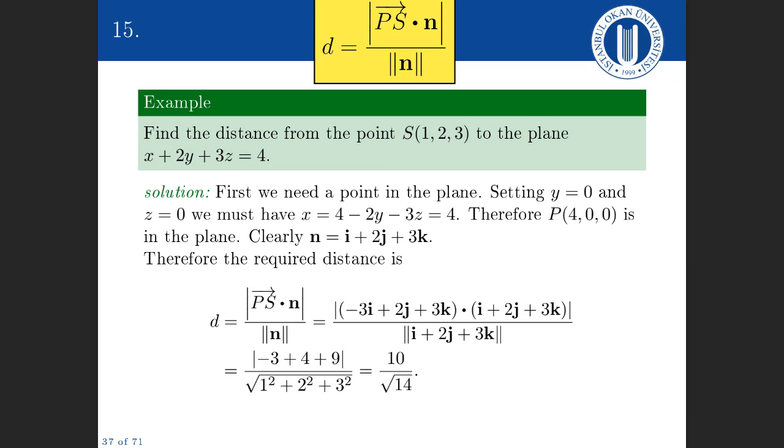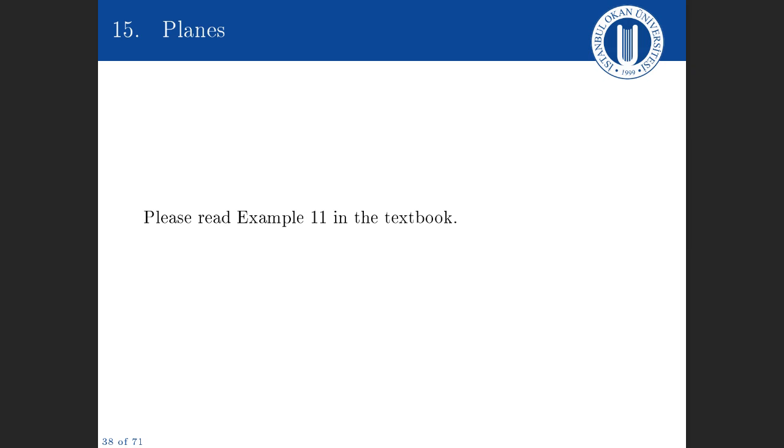And I will leave the calculation for you to check. When you come back to this, when you rewatch the video or when you read the lecture notes, please check the details and please check that the distance from this point to this plane is 10 divided by the square root of 14. If you have a copy of Thomas's Calculus, have a look at example 11 in the textbook as well.